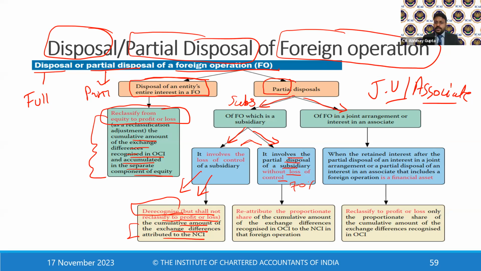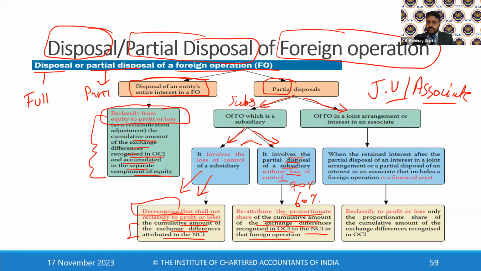For example, we had a 70% interest. We have sold 10%. Still we are retaining a 60% interest in the subsidiary. Hence, it will continue to be our subsidiary. Now, what will we do? Reattribute the proportionate share of the cumulative amount of the exchange differences recognized in OCI to the NCI in that foreign operation. What does it mean? We will reattribute the proportionate share of the cumulative amount of exchange gain or loss in OCI to NCI. We will do a practical example to understand.